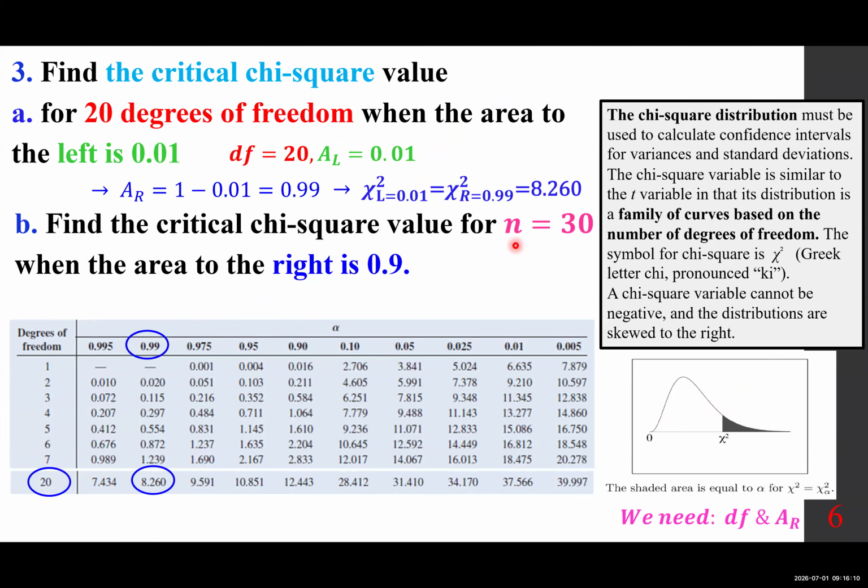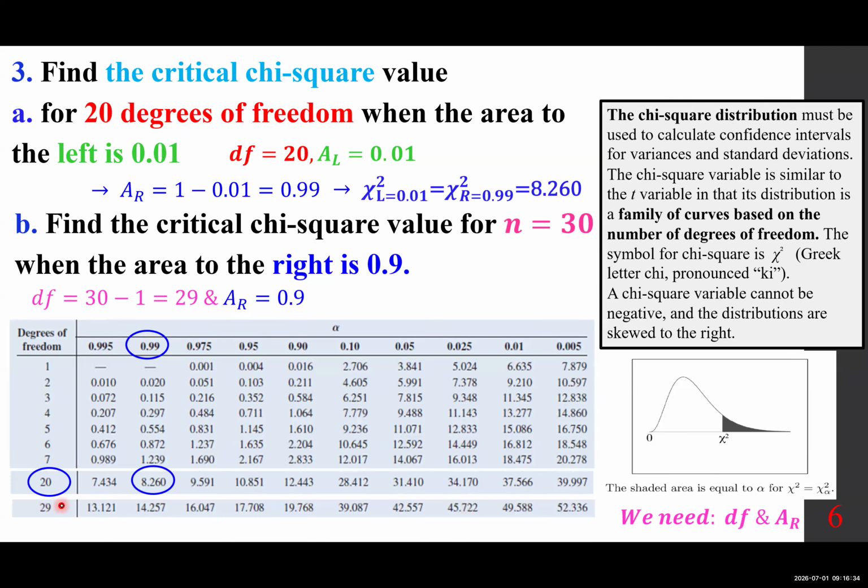In this case, degrees of freedom is not given, n is given. N is 30. And when the area to the right is 0.9, degrees of freedom is 30 minus 1. Area to the right is 0.9. So again, a limitation of space, I'm going to have this one. So I need 29, and I need this area. So I'm going to put 29 and 0.9 together. These two numbers.